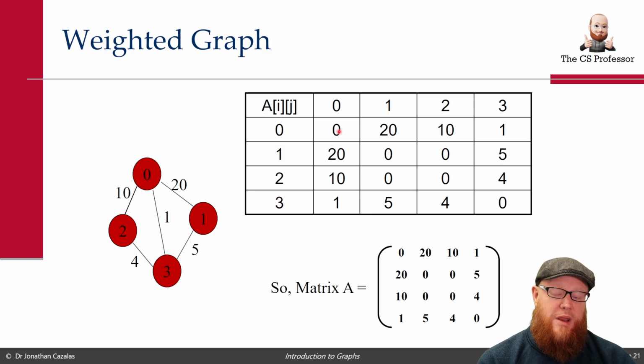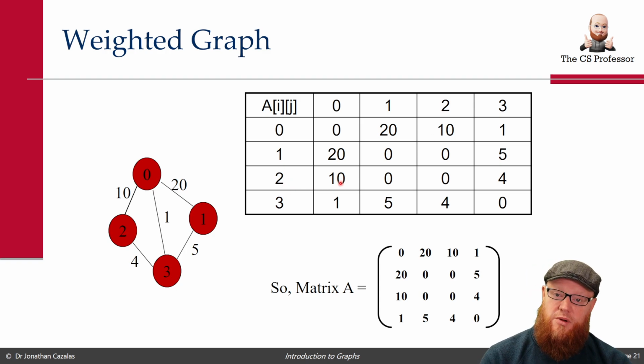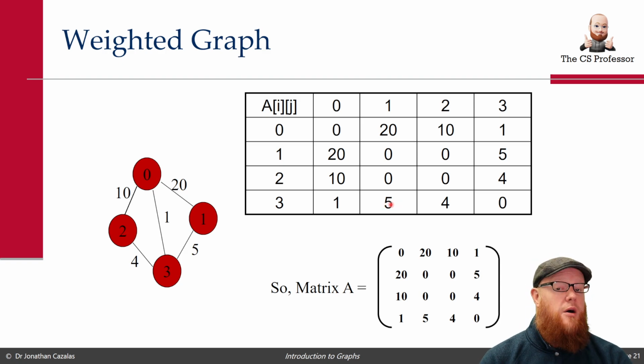So 0 means there's no connection, but any other number means there is a connection, and this would be the weight of that connection, whether that weight, again, is time, hop, distance, cost, or what have you. So here we would say the weight from 0 to 2 is 10. So from 0 to 2 is 10. But we also have from 2 to 0 is 10. What about from 1 to 3? Well, from 1 to 3 is 5. Also from 3 to 1 is 5. Because this is a weighted graph, but it's also an undirected graph. So we have that symmetry.